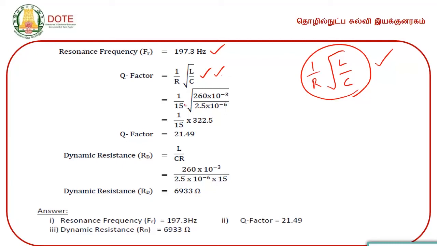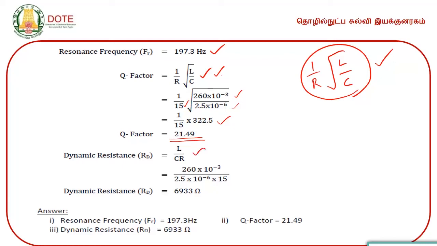So, 1 by R, it is 15 ohms resistor, L value is 260 into 10 power minus 3 Henry, and the capacitance value is 2.5 into 10 power minus 6 farad. Substituting all the parameter values and simplifying, you have the Q factor as 21.49. It means that the total current is magnified 21.49 times the value of the current passing through the inductor or capacitor.